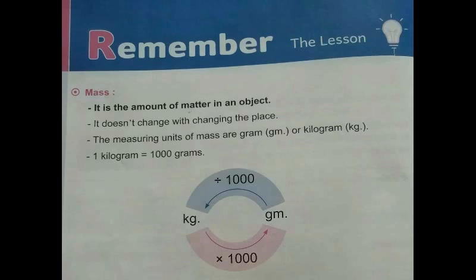1 kilogram equal 1000 grams. وزي ما قلنا علشان نحول من الكبير للصغير يعني من الكيلوغرامز للجرامز بعمل times 1000. أما لو عايز أعمل العكس من الصغير للكبير بعمل divide by 1000.